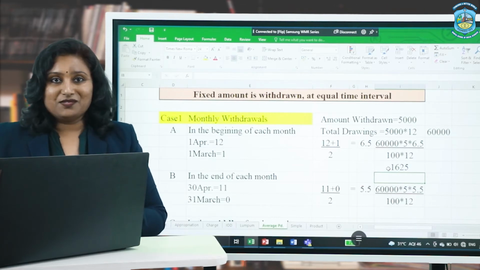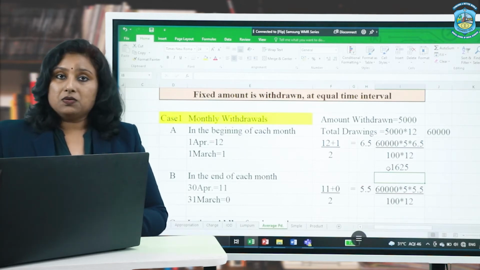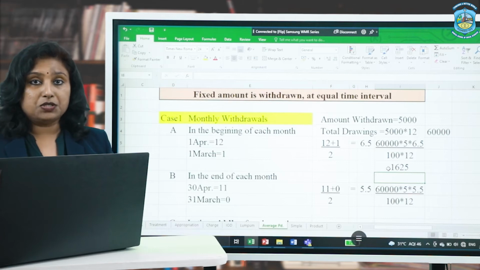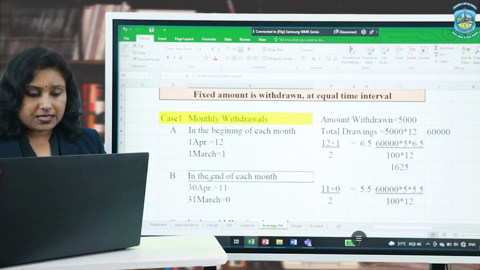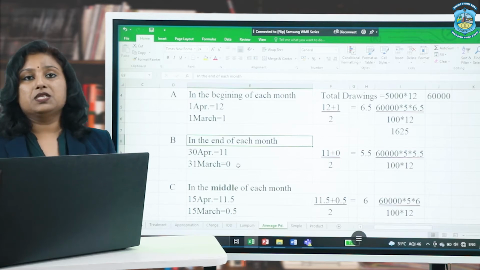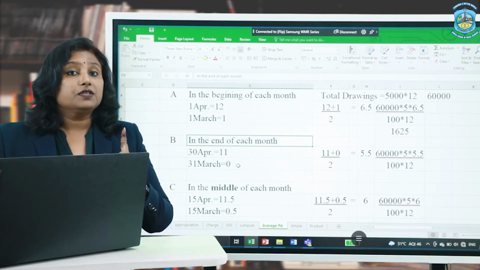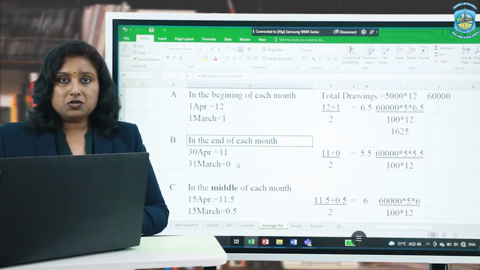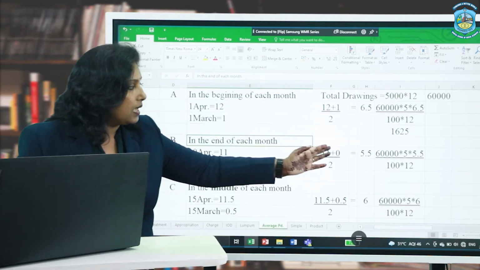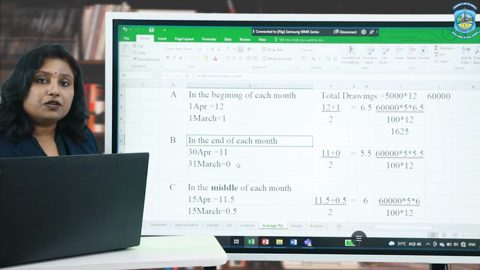Although he had withdrawn 12 times in a year, we calculated interest on drawings in one go with one formula itself. Let's look at if he withdraws the amount at the end of each month, then what change would occur in the valuation of average period. So let us take the second situation, that is in the end of each month he is withdrawing money. Let's keep the same amount, that is withdrawal is done of the same amount, 5,000 rupees. So the total drawings would be 60,000 only. So we are not again calculating the total drawings. Let us focus only on the average period.